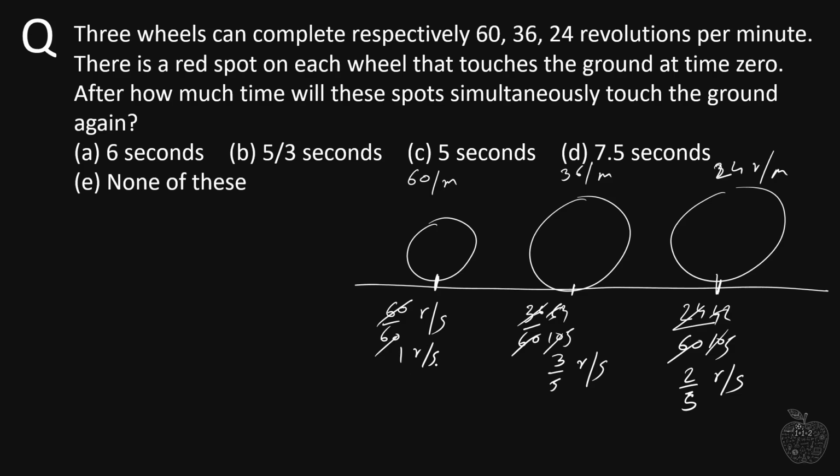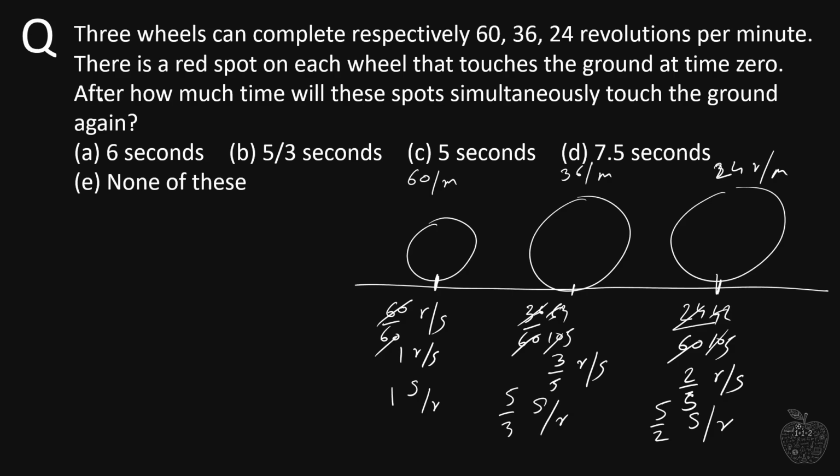And when we invert this, we get 1 second per revolution, we get our time. Here when we invert it, we get 5 by 3 seconds per revolution, and here 5 by 2 seconds per revolution. So first wheel takes 1 second to complete 1 revolution, second one takes 5 by 3 seconds, and third one takes 5 by 2 seconds to complete 1 revolution. Alright, this much is clear.